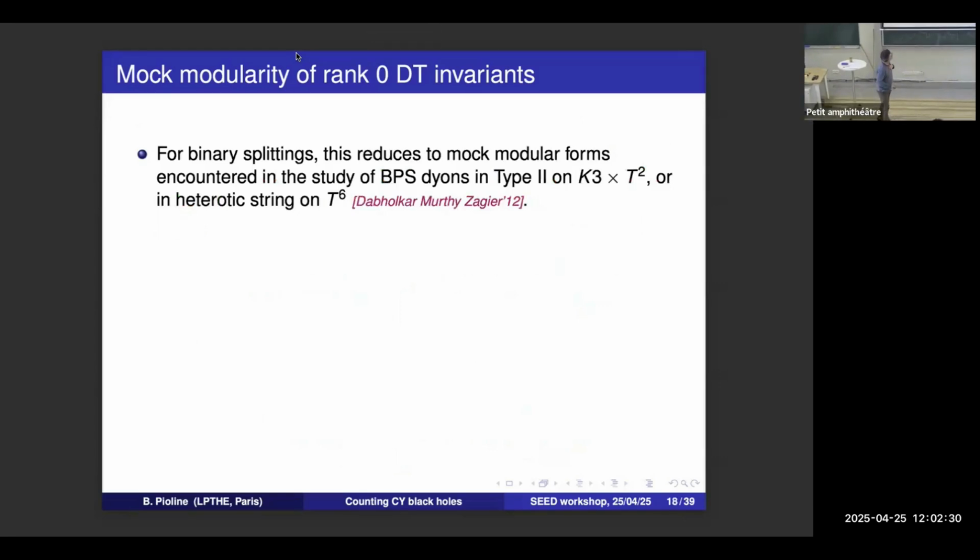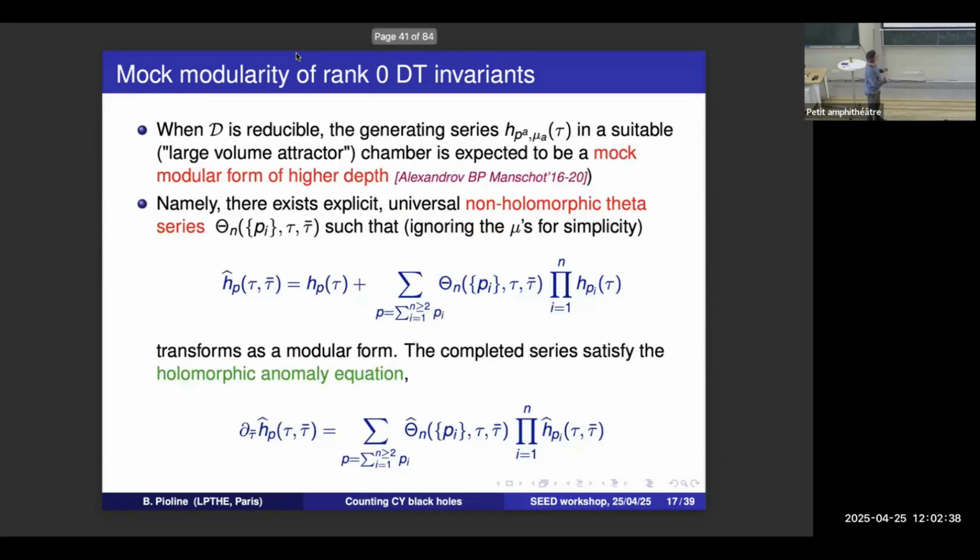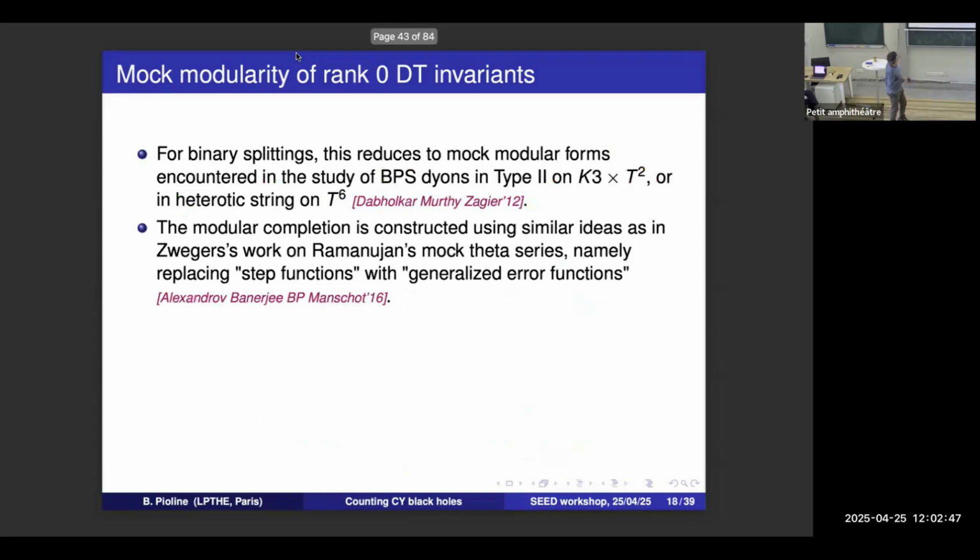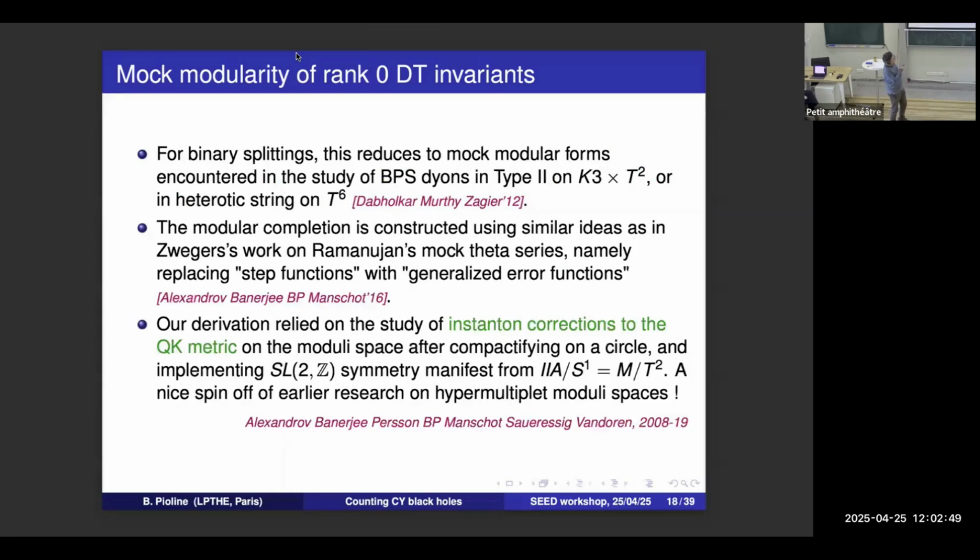Well, in simpler cases like K3 cross T2, as I mentioned earlier, this is actually much simpler because there are only bound states of two centers that contribute. So in this sum of decompositions here, there are just two terms, h_P, and then the sum of h_P1, h_P2. And in that case, it was already understood by Dabholkar, Murthy, and Zagier that this completion was already determined and exactly related to this, exactly observed that it was the same pattern as in Ramanujan's mock theta series.